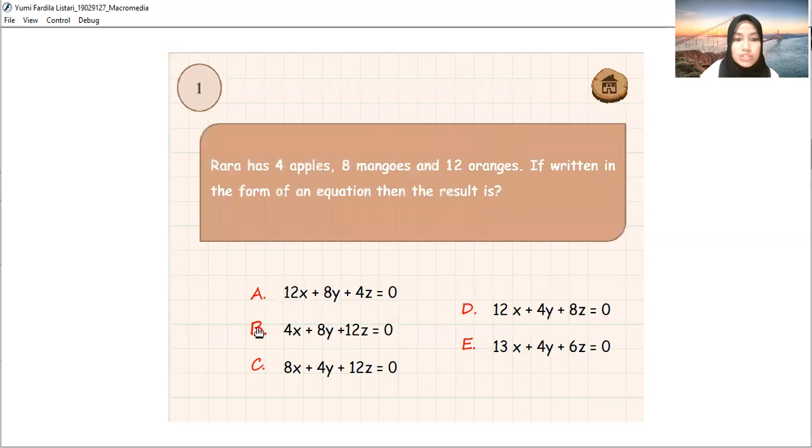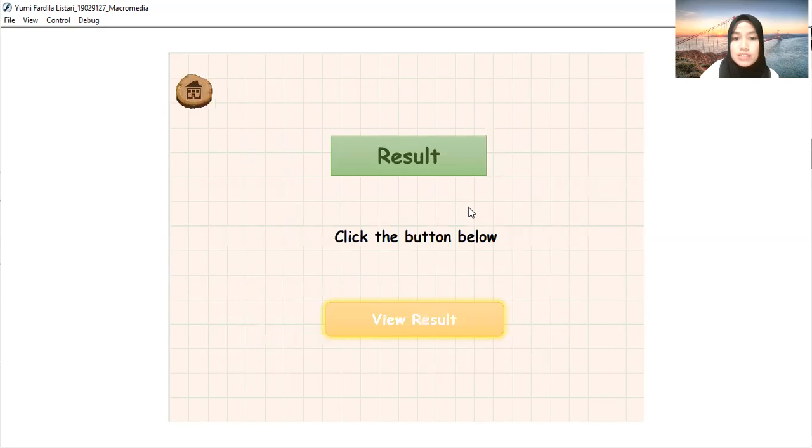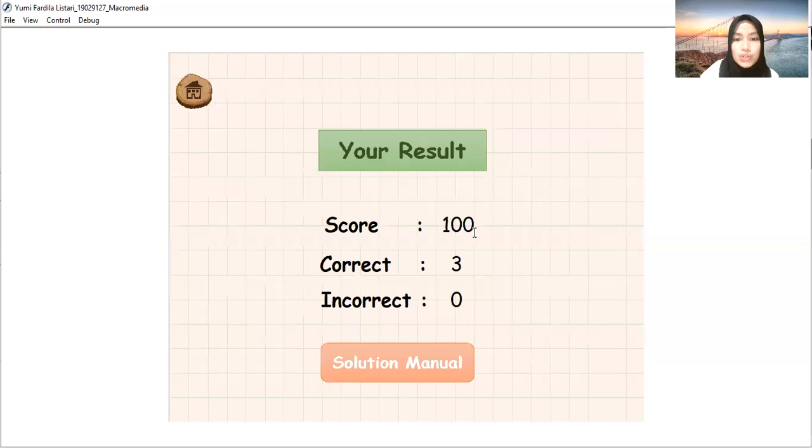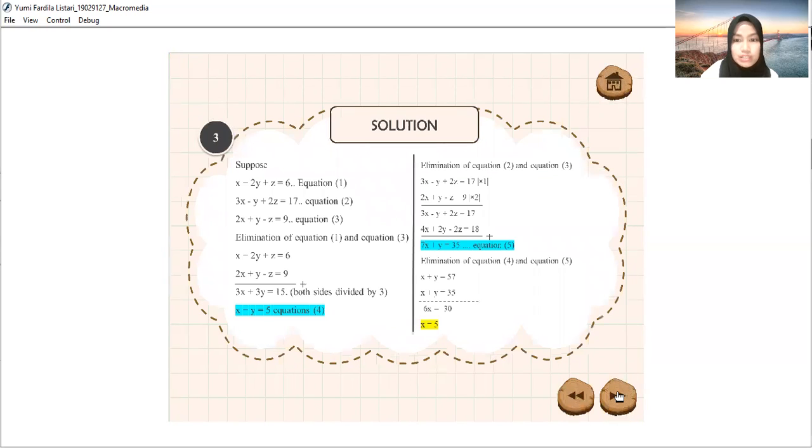In this first question, the student can choose and answer the question. To see the result, the student can click view result. This is the score for the student. This is the number of correct and incorrect answers. For the solution, the student can click this button. This is the solution for number 1, number 2, number 3.